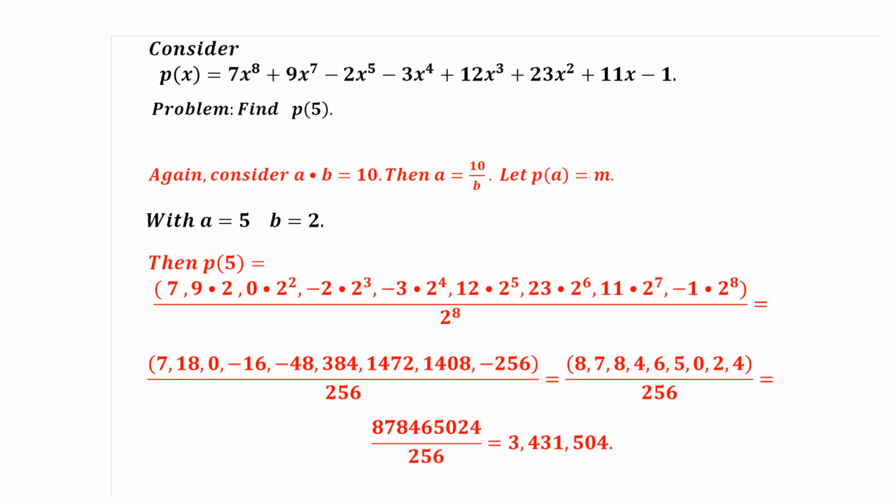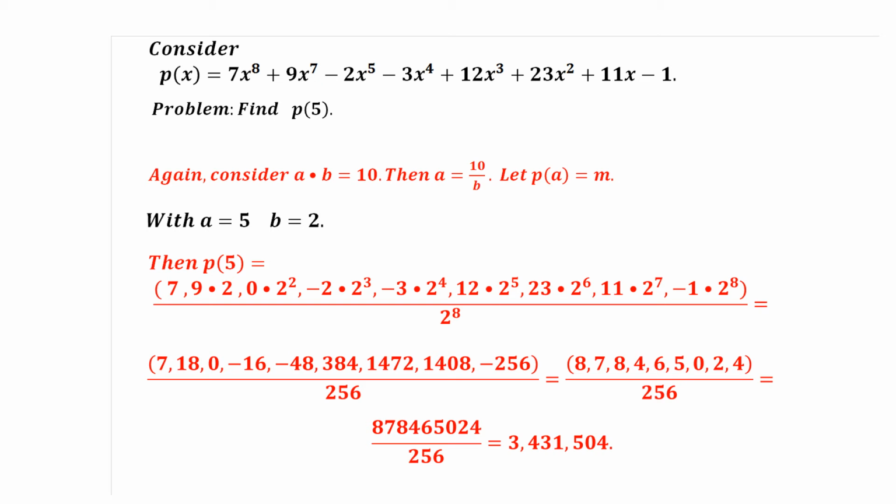We got 7 and comma, and then 9 times 2 is 18. We got the 0. And then you got minus 2 times 2 cubed. That's minus 16. And we keep going, and we divide by 2 to the 8th, which is 256. We form the tuple, and that's 8, 7, 8, 4, 6, 5, 0, 2, 4. And that's very easy to do. You would add 300 to the 256. Then you subtract 30 and so forth, and we convert the tuple to single digits.